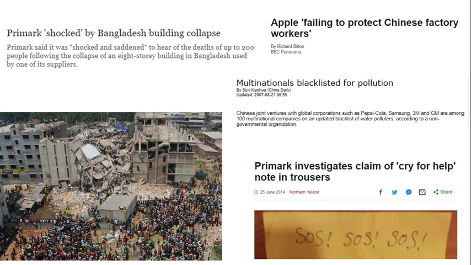And I mean, this could fall into kind of brand image and marketing as well, but there are lots of ethics to be concerned with when operating abroad. There are a few issues with Primark, messages found in Primark trousers, the awful collapse of a building in which Primark clothes were being produced, Apple failing to protect Chinese factory workers, some workers producing iPhones working in really terrible conditions were found a few years ago, and multinationals blacklisted for pollution, so Pepsi Cola, Samsung, 3M, GM, 100 multinational companies updated on a blacklist of water polluters.